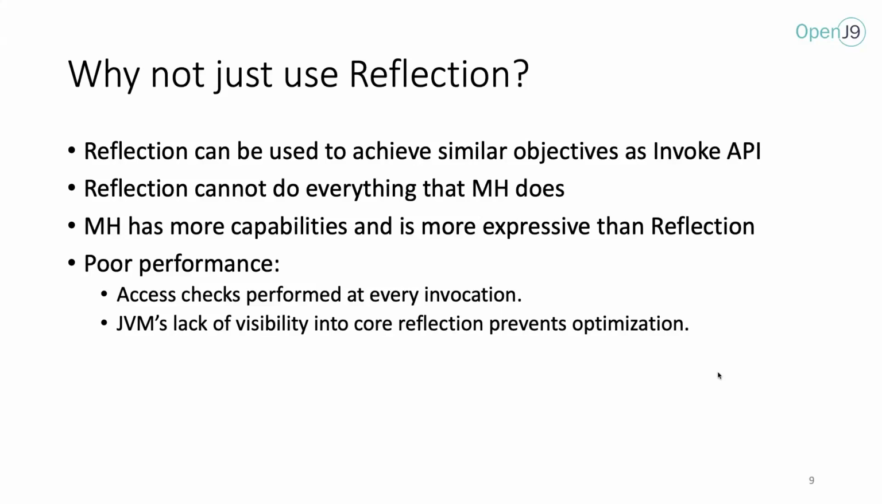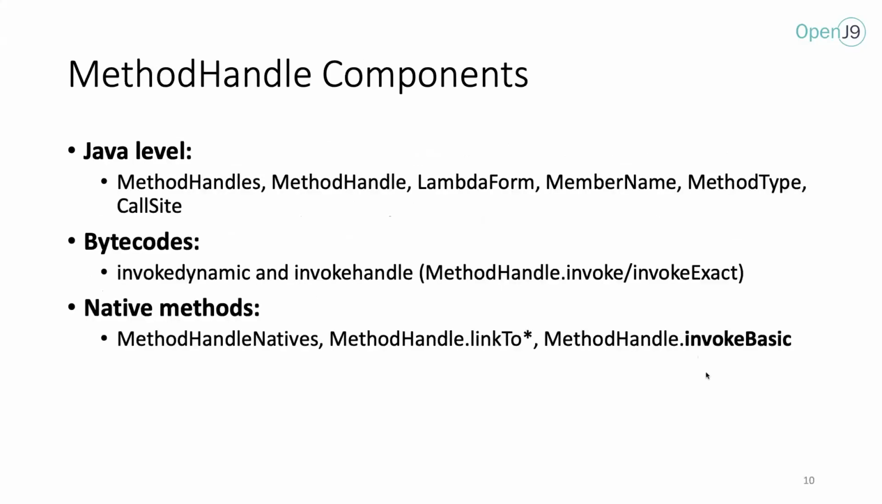And in fact, in Java 18, we have the core reflection implementation actually moving to using MethodHandles. So that could be one of the reasons why. MethodHandle introduces various components at the Java level, such as MethodHandle, LambdaForm, MemberName, MethodType, etc. And in addition to that, it also introduces two bytecodes called invokedynamic and invokehandle.